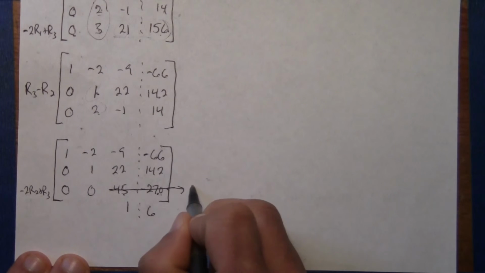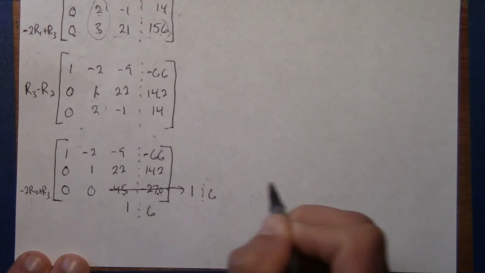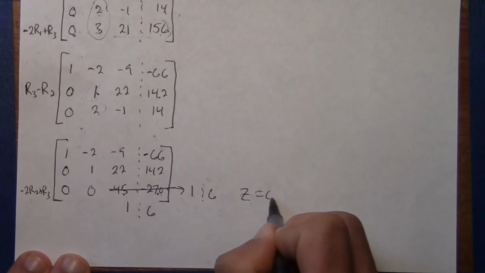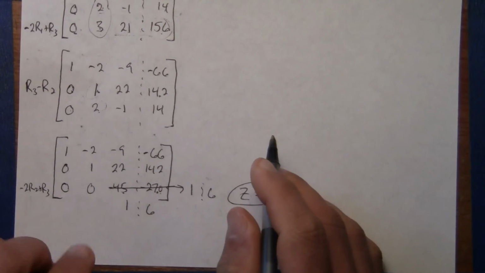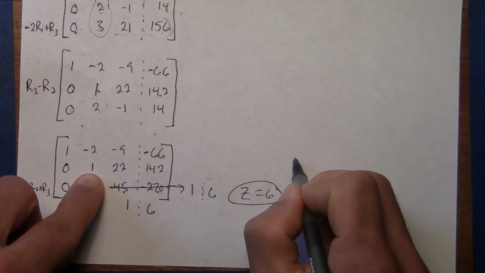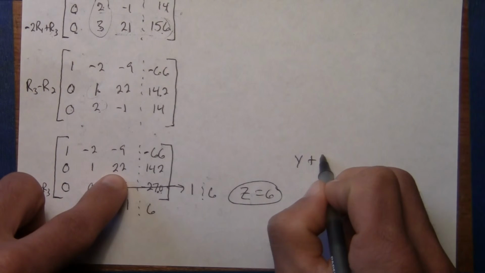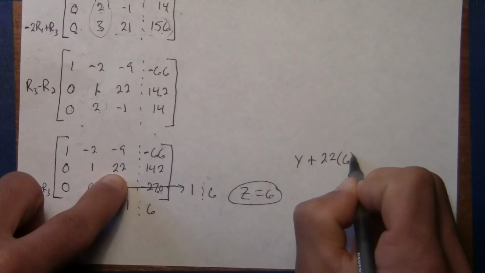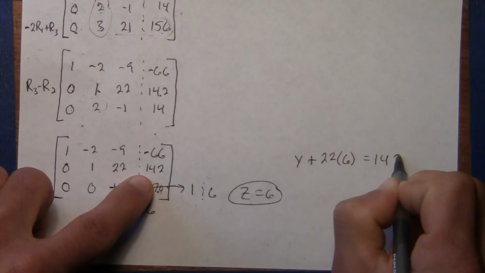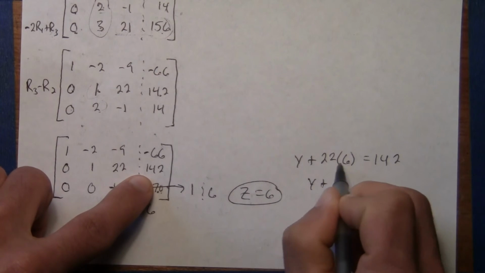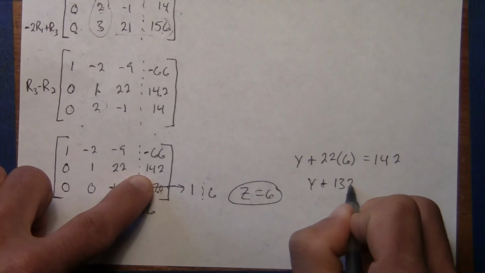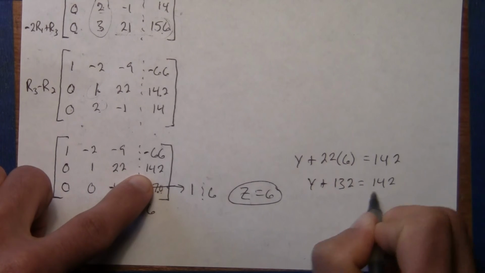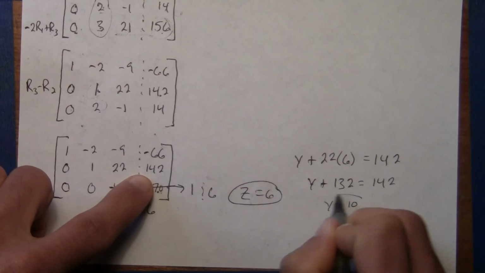Or you can do it like this. All right, that means that z is equal to 6. And now start back substituting. Remember that that stands for y plus 22z, so 22 times 6 is equal to 142. Multiplying these together gives me 132. Subtract, and I get y is equal to 10.